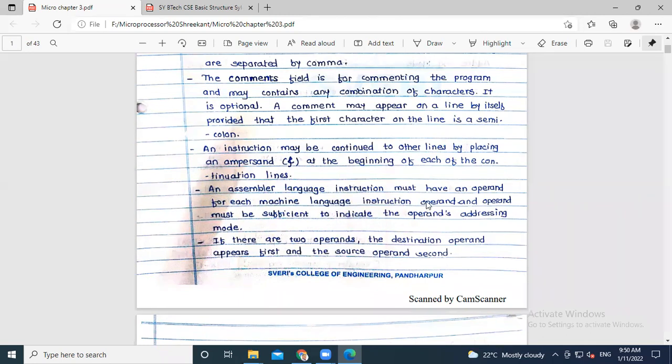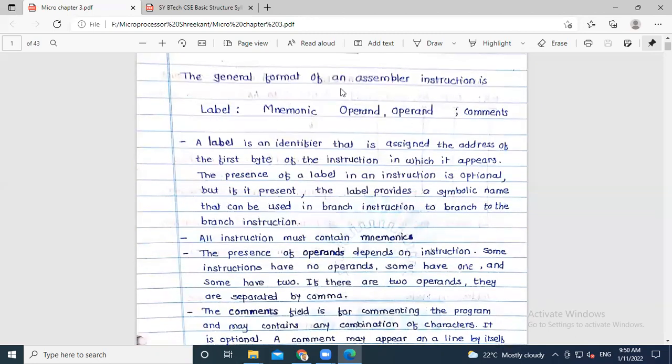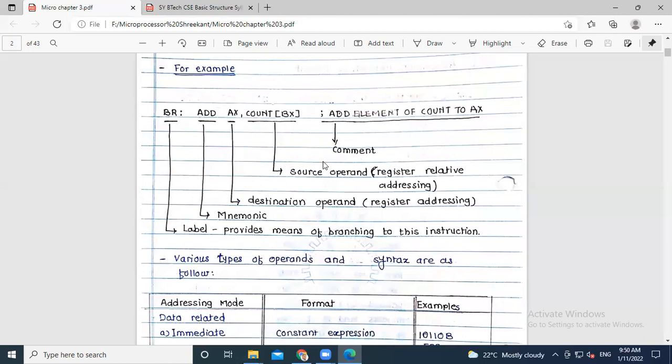In the assembler language, the instruction must have an operand for each machine language instruction operand, and the operand must be sufficient to indicate the operand's addressing mode. If there are two operands, the destination operand appears first and the source operand second. So the right side is the source operand, and the left side is the destination operand. And this is the mnemonic, meaning the instruction. And if we need, we have to use the label, nothing but a branch, as per this example.